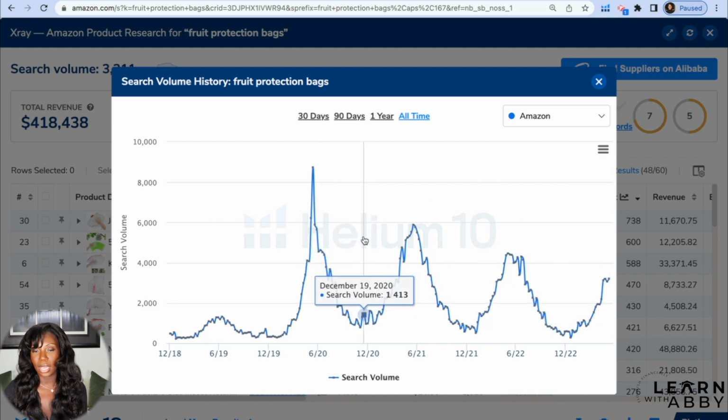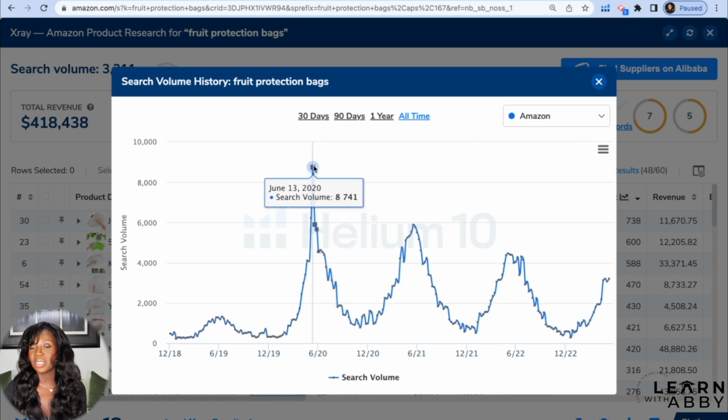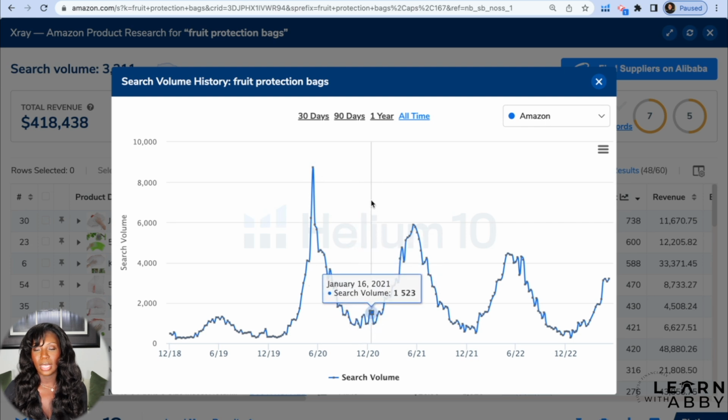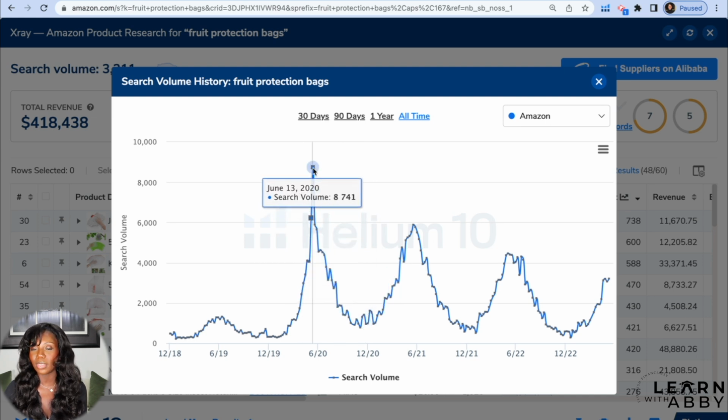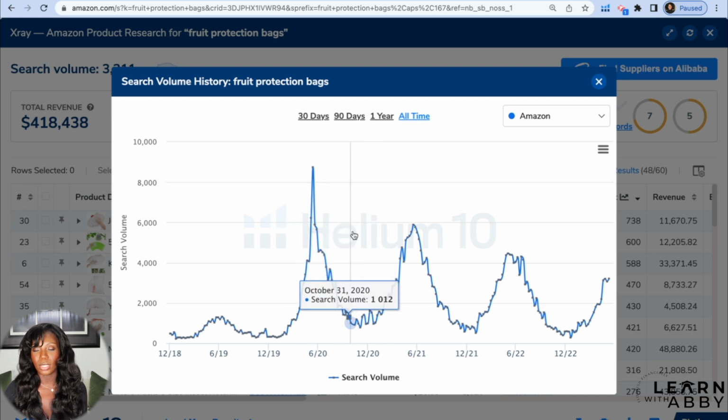Excuse my ignorance. I don't know if maybe people who farm or garden, there's a lot of bugs out at this time and they're trying to protect the things that they're growing. I don't know a lot about this product or this niche in general, so I would have to do more research so I would understand better what is so seasonal about this. But it definitely is seasonal, clearly, by these spikes in the chart of the search volume.